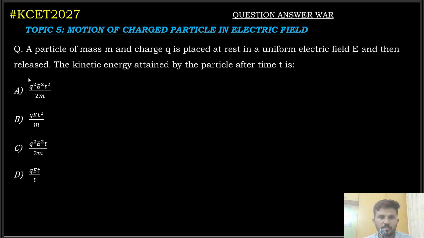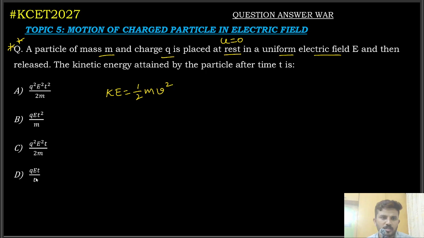Next. This is very, very important for KCET. Most important question. A particle of mass m, charge q is placed at rest in the uniform electric field and then released. The kinetic energy attained by the particle. So here we have a particle of mass m, charge q, placed at rest. So initial velocity will be 0 in uniform electric field E. Then the kinetic energy is generated as half mv square.